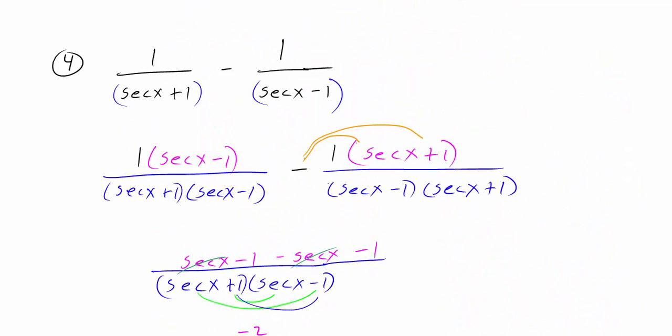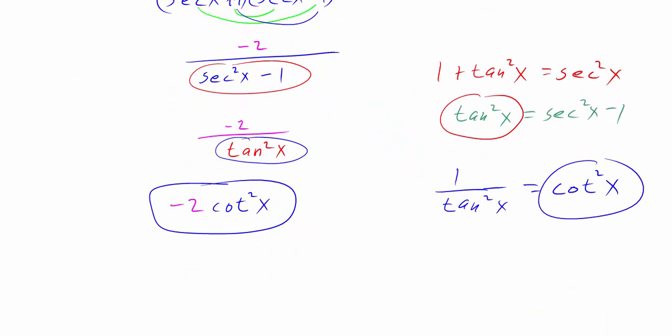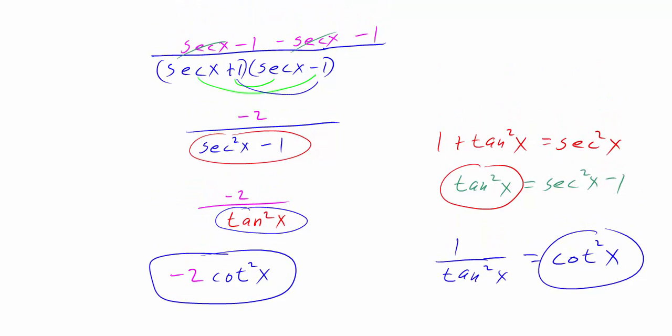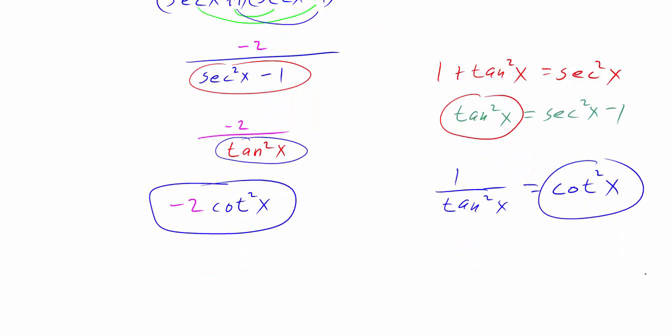So here with this example again, we looked at how we can find a common denominator, and then after finding the common denominator, we can use trig identities to simplify the remaining fraction. And keep in mind, anytime you have, in this case, 1 over tangent squared, we could use the reciprocal identity, which is the cotangent, to eliminate the fraction.